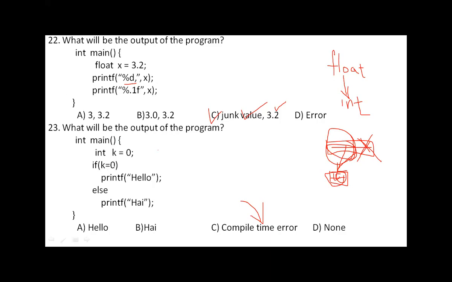So what happens? The value will be assigned to k here. So what is the value? 0. 0 will be assigned to k. Now k contains what? 0. If 0, that is the meaning. If 0, 0 indicates what? False. That means the condition becomes false here.